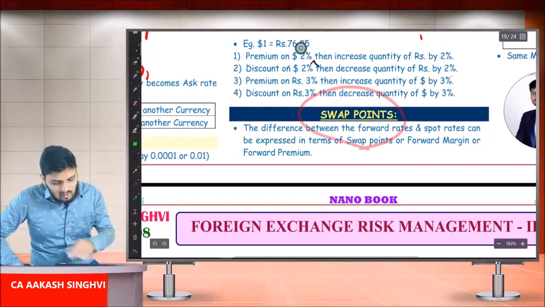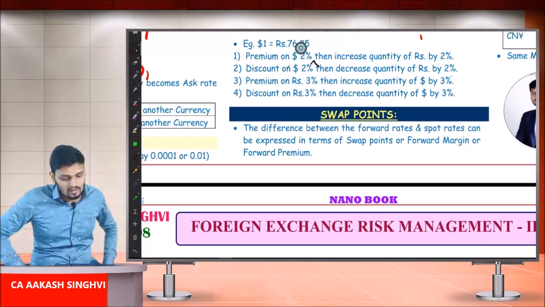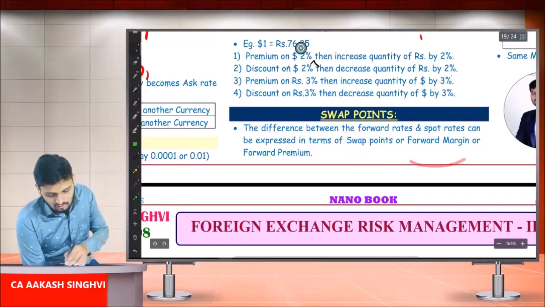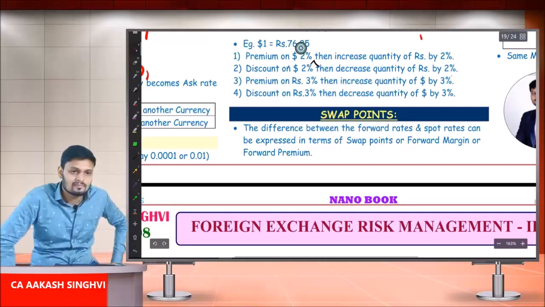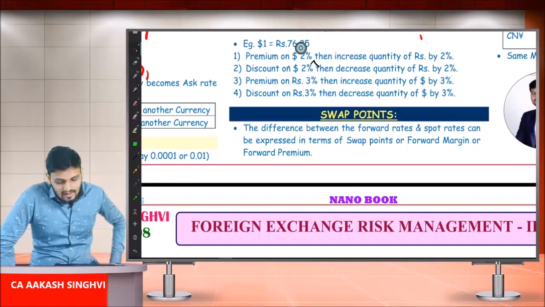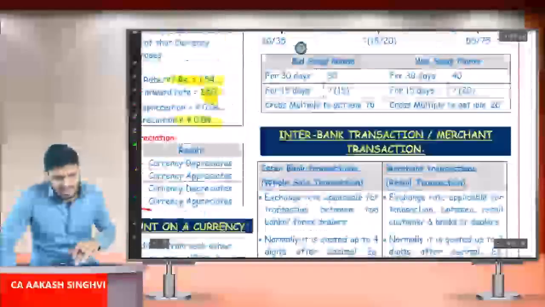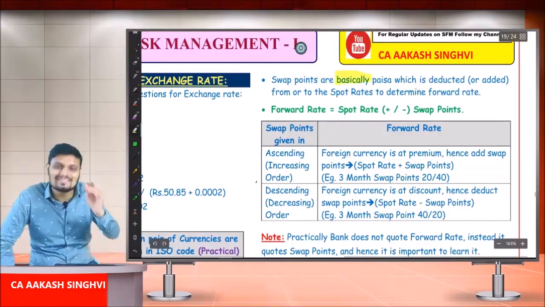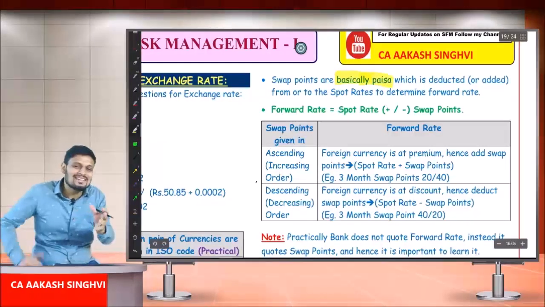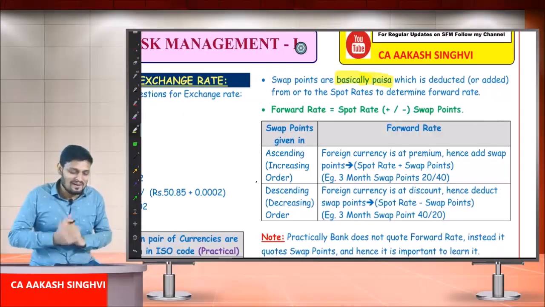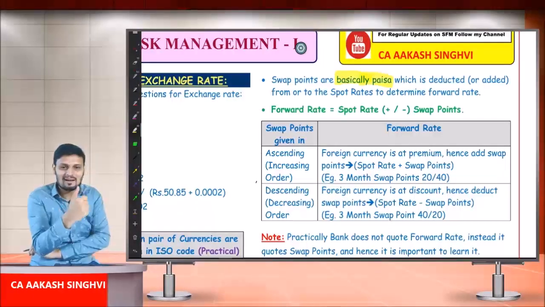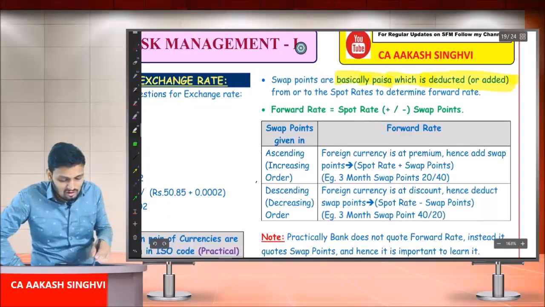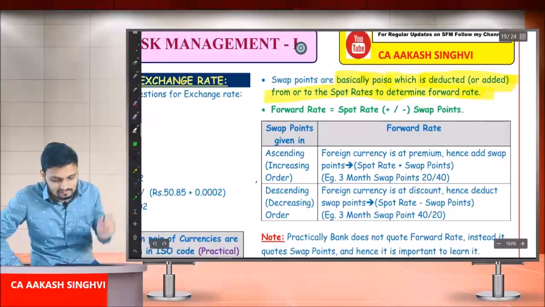Now, swap points. Sir, what are swap points? The difference between forward rate and spot rate can be expressed in terms of swap points or forward margin or forward premium. Let us try to understand swap points. It's an easy concept. I have given one example here itself. Swap points are basically paisa. As simple as that. It's basically paisa which is deducted or added from or to the spot rate to determine the forward rate.